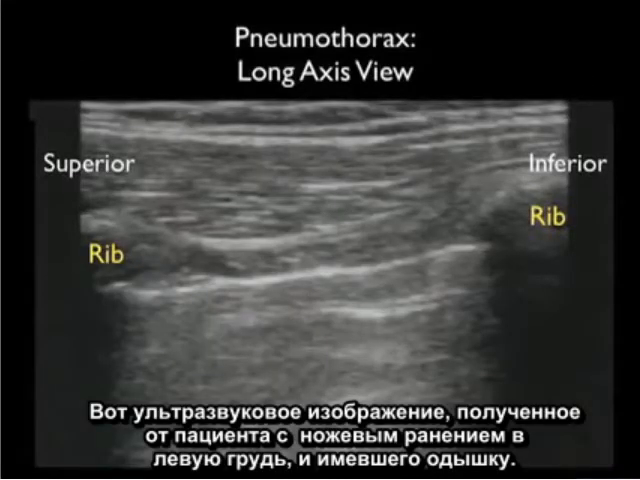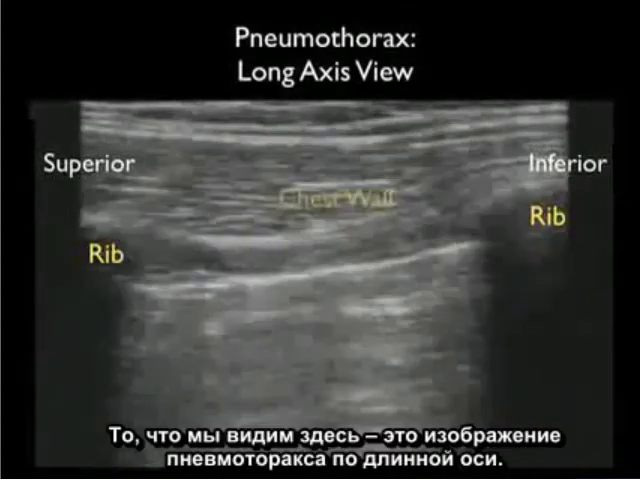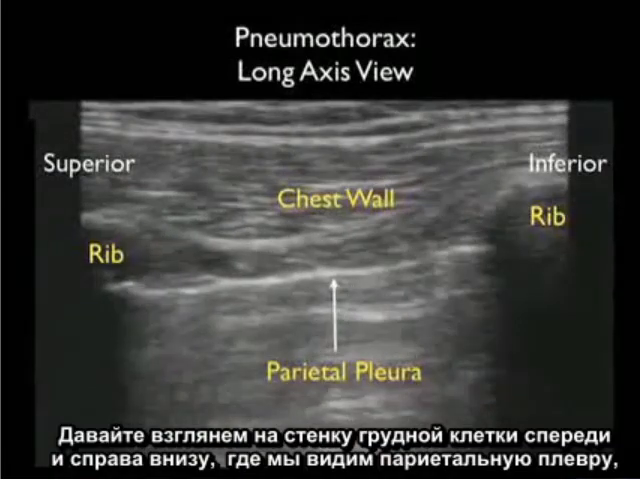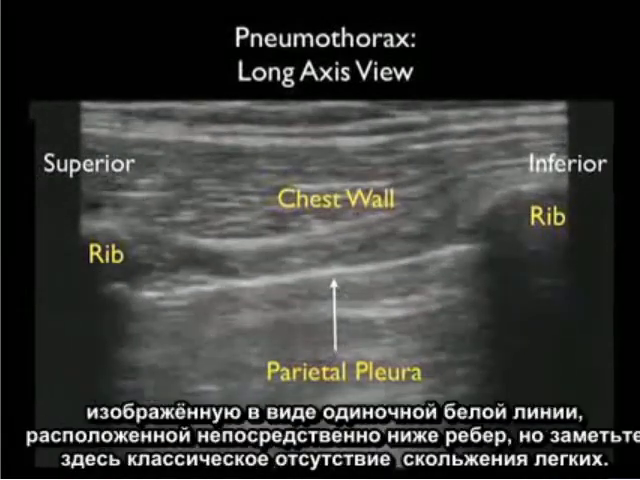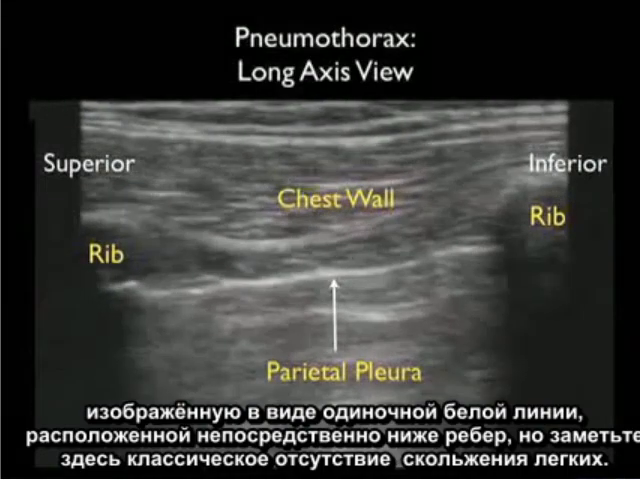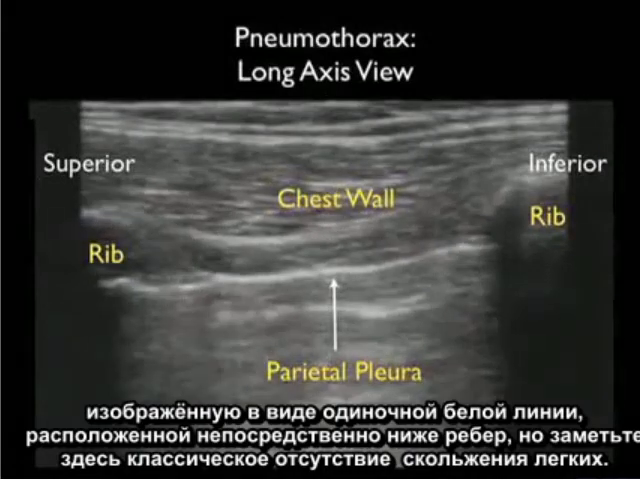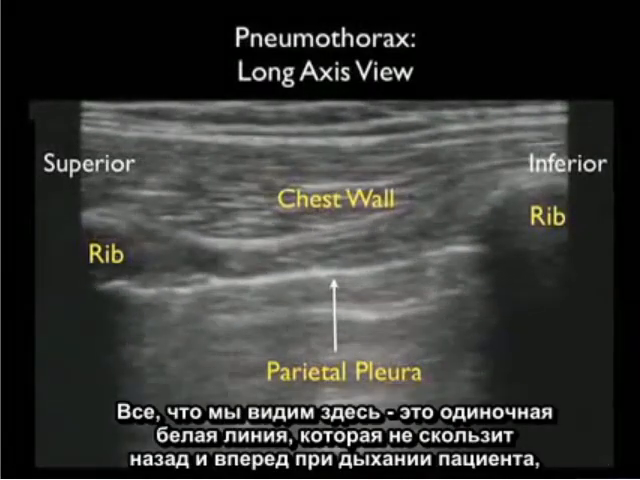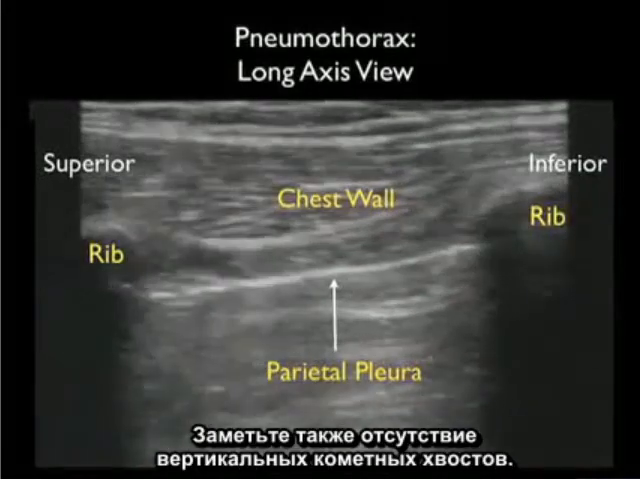Here's an ultrasound image taken from a patient who was stabbed in the left chest and who had shortness of breath. What we see here is a long axis view of a pneumothorax. Let's take a look at the chest wall anteriorly, and right below that we see the parietal pleura, the single white line located directly inferior to the ribs, but notice the classic lack of lung sliding. All we see here is a single white line that fails to slide back and forth as the patient breathes. Notice also the absence of the vertical comet tails.